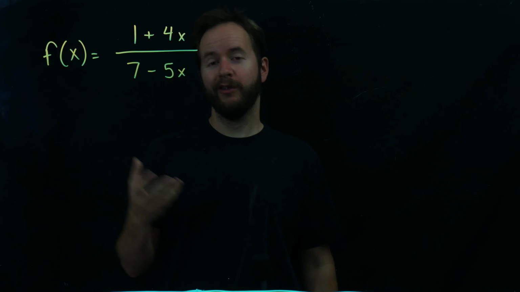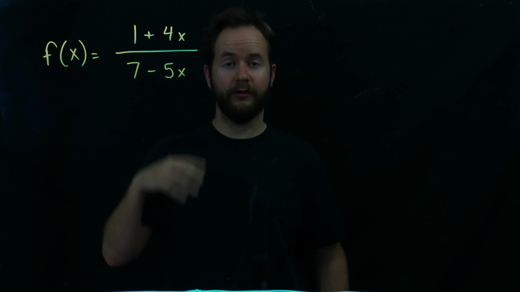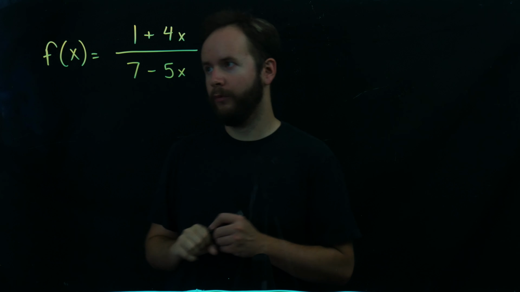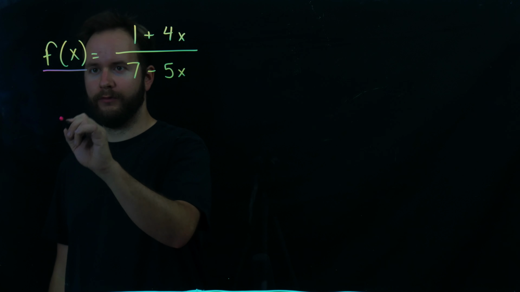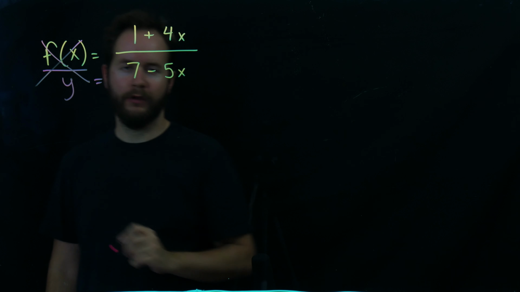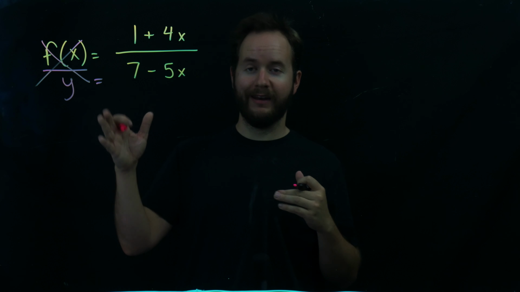Given a function, how do you find its inverse? Well, first things first is you want to swap x and y. Here, I don't have a y, so this is where we go ahead and rewrite this as y. So I'm just going to cross this off and say y equals. That's step one, making sure you replace any f of x by y.